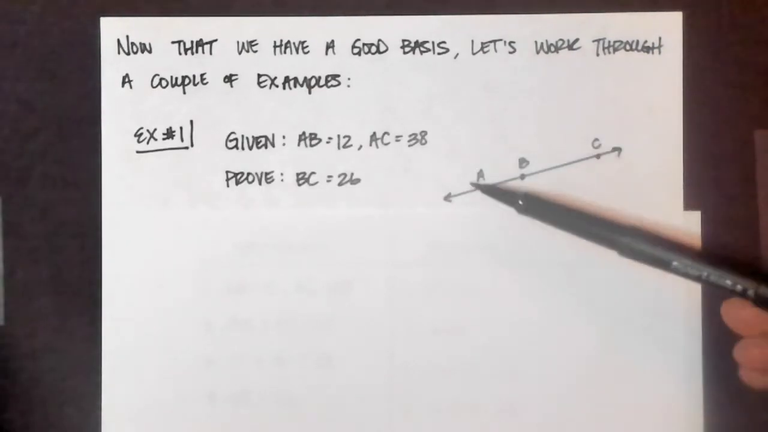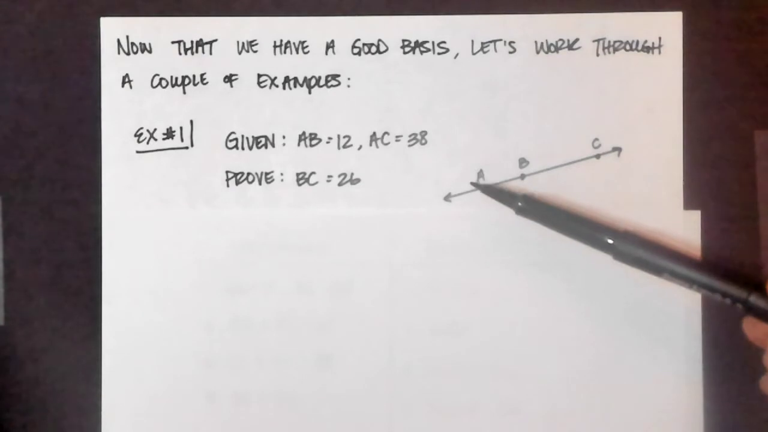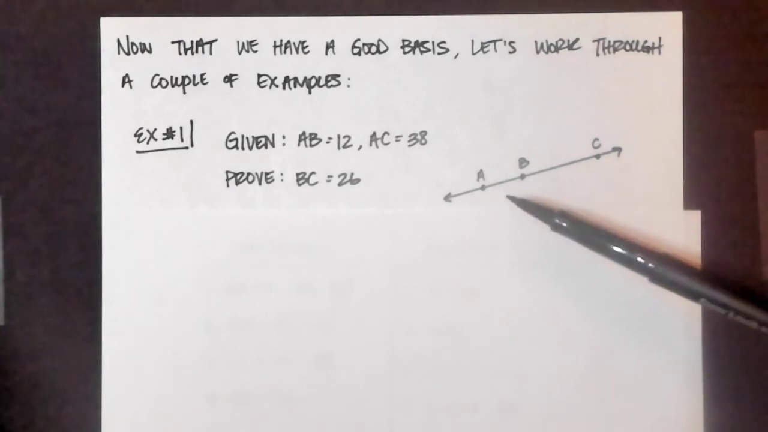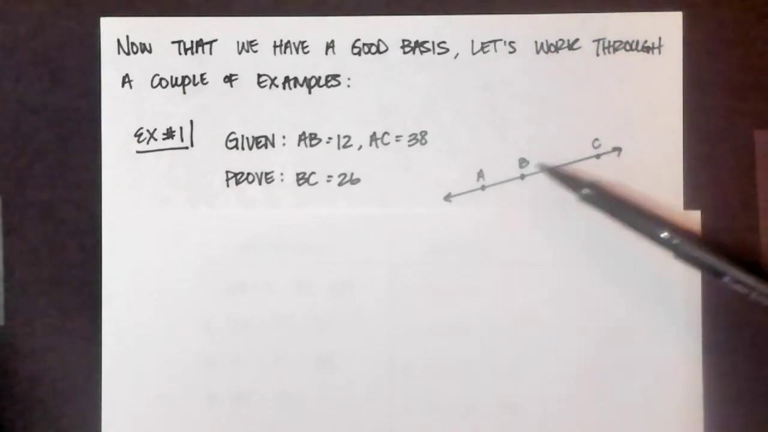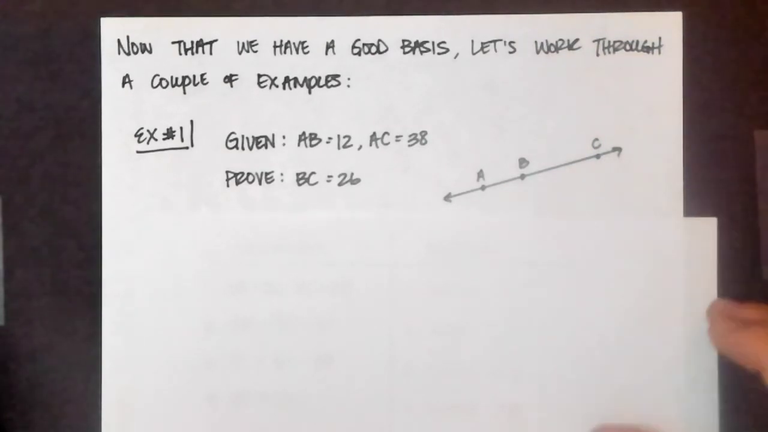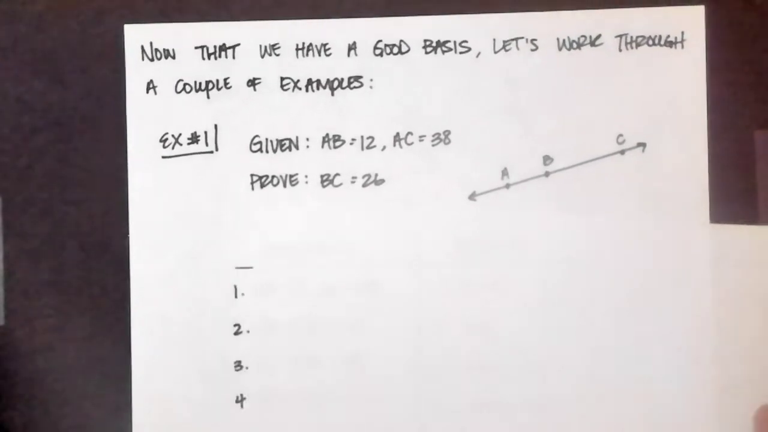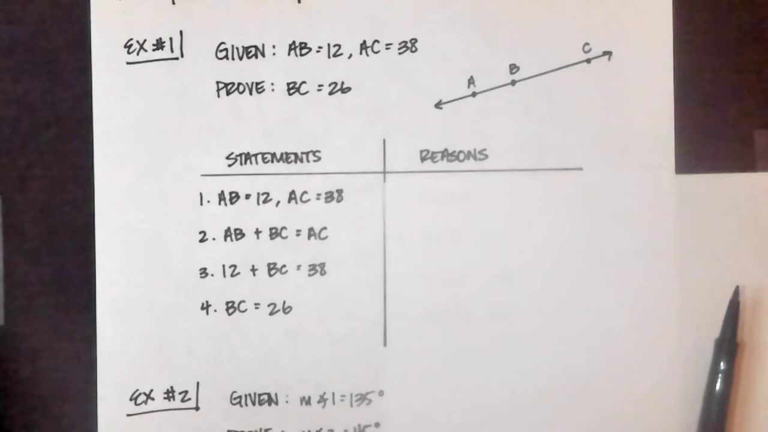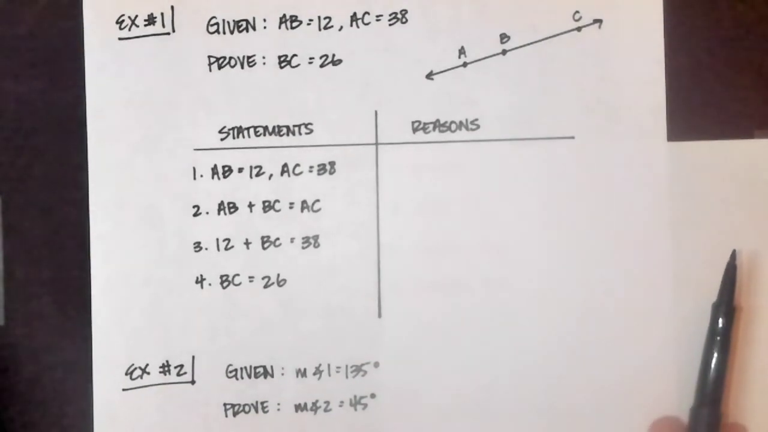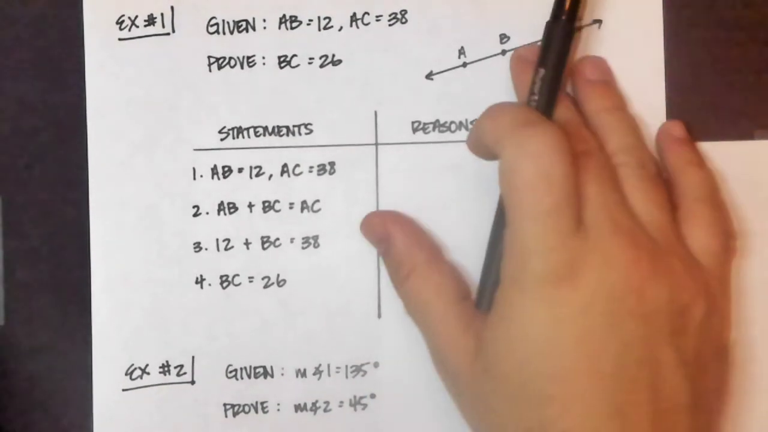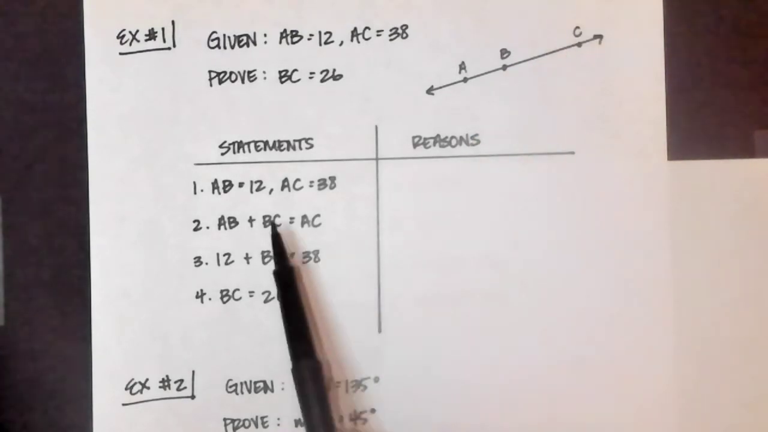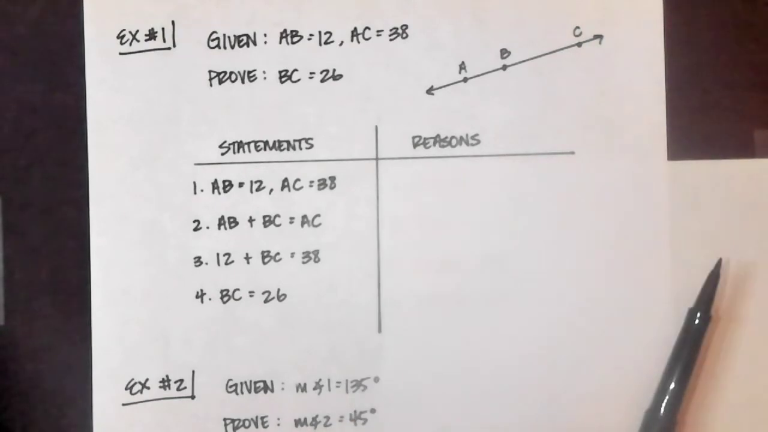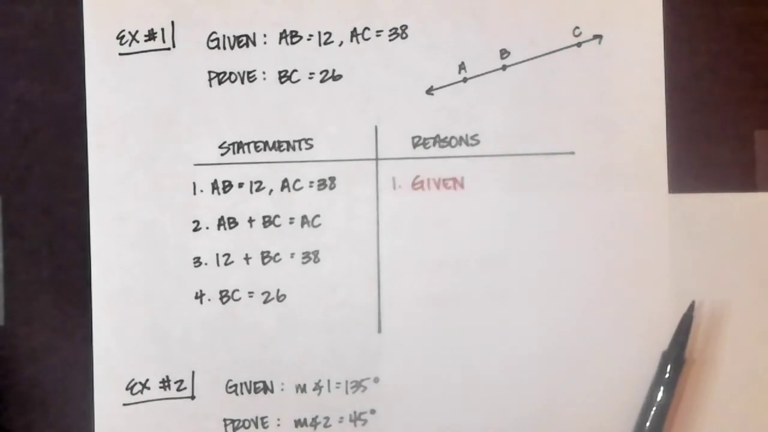The first example, we are given that the length of segment AB is 12 and the length of segment AC, this full length right here, is 38. Now, let's say with this particular example, we are given all of the statements. Well, it's always a good idea to start with what you're given. AB is equal to 12, the length of segment AC is equal to 38. And our reason for writing this is always given.